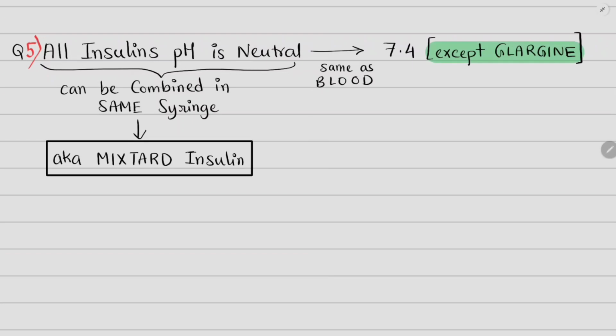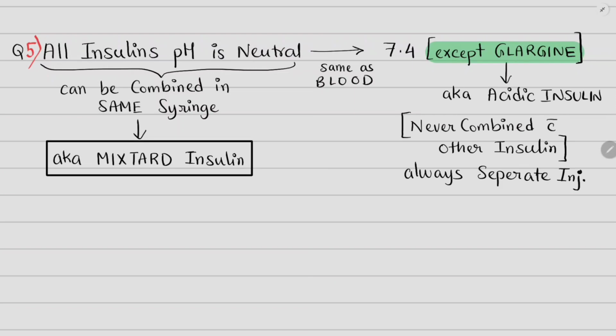Now there's an exception to this rule, that is Glargine is not neutral in pH. It is known as acidic insulin. Therefore it must never be combined with other insulins. So you have to use a separate syringe to give Glargine.